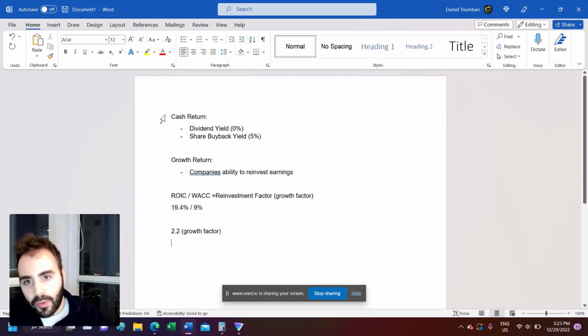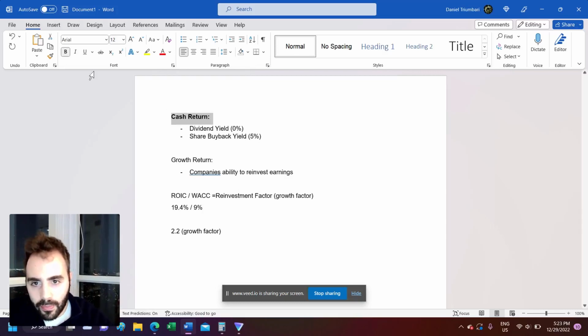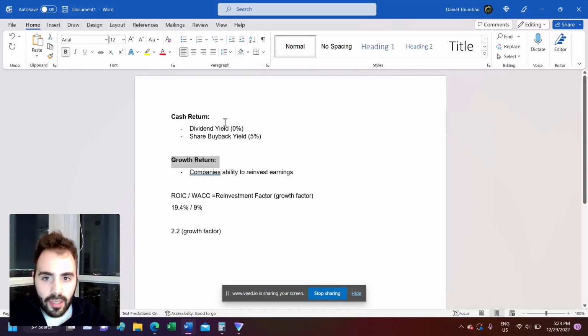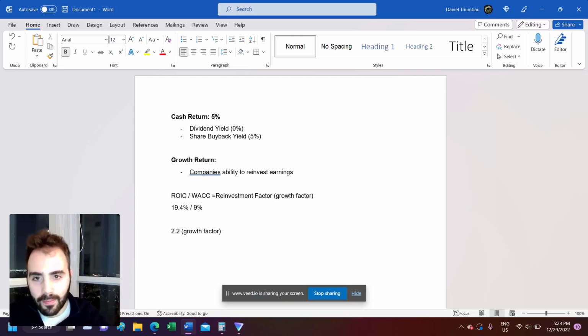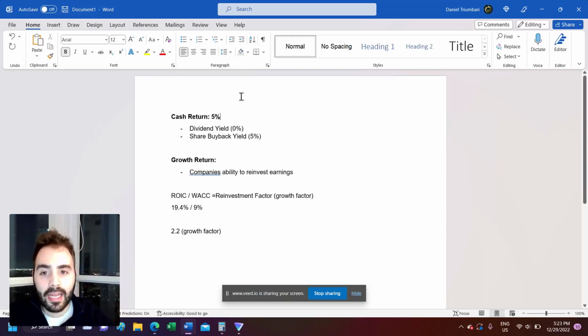So let's review. We got our cash return, and we have our growth return. Our cash return is our dividend yield, which in Google's case is 0%, and our share buyback yield, 5%. So we can say the cash return for Google is 5%. Meaning the company is going to pay us back as owners in the form of dividends and share buybacks of about 5% per year. In addition to that, we have our growth return, which is the company's ability to reinvest earnings and grow. We've calculated that by taking the return on invested capital and dividing it by our weighted average cost of capital, which gives us a growth factor of 2.2.